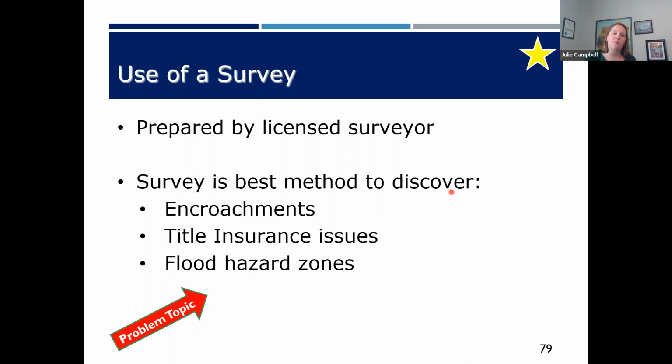Surveys also help the homeowners identify flood hazard zones. What we mean by a flood hazard zone is, is it prone to flooding? Properties that are in flood hazards may have to pay flood insurance. Flood insurance is not cheap. I got a whole unit dedicated to insurance. Unit 13 is our insurance unit. So we'll talk a little bit more about flood hazards there.